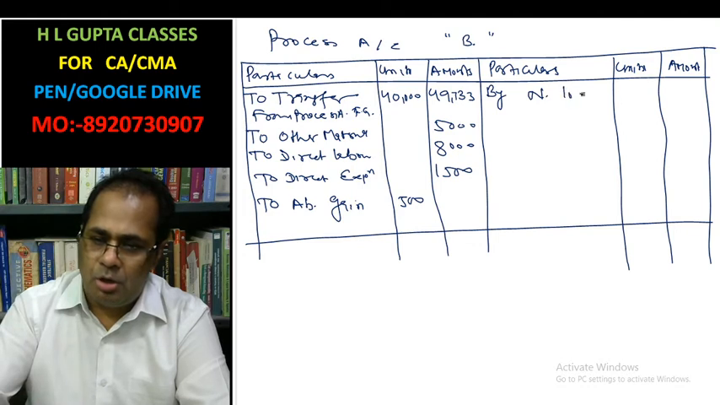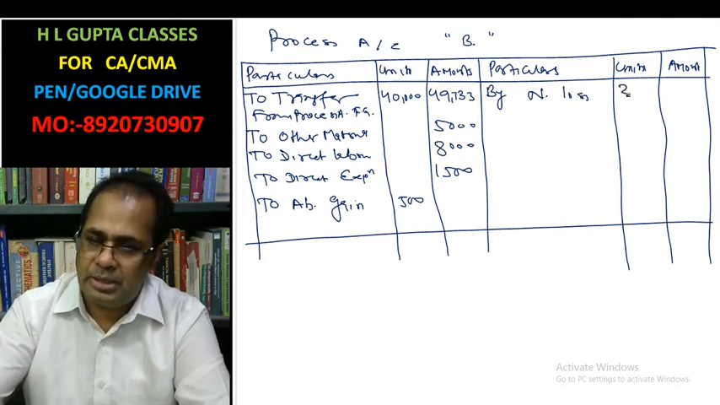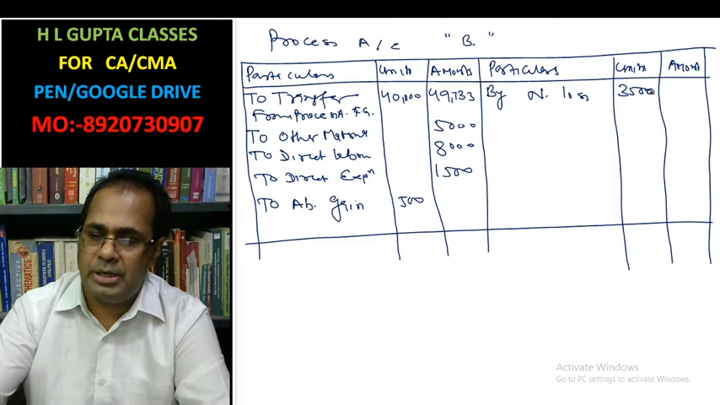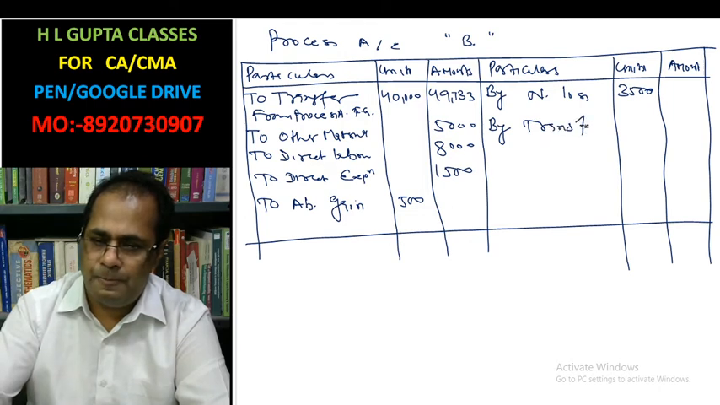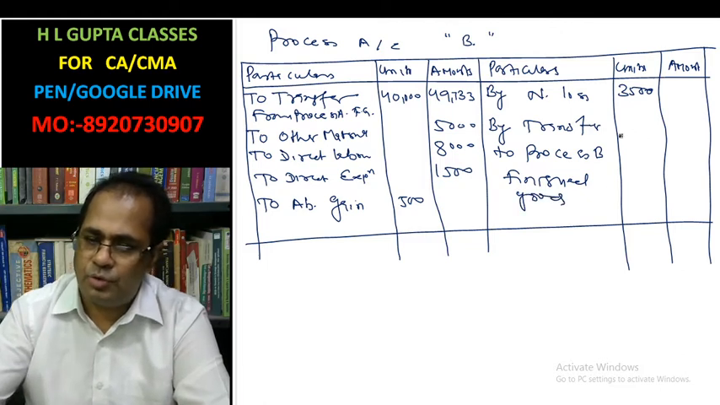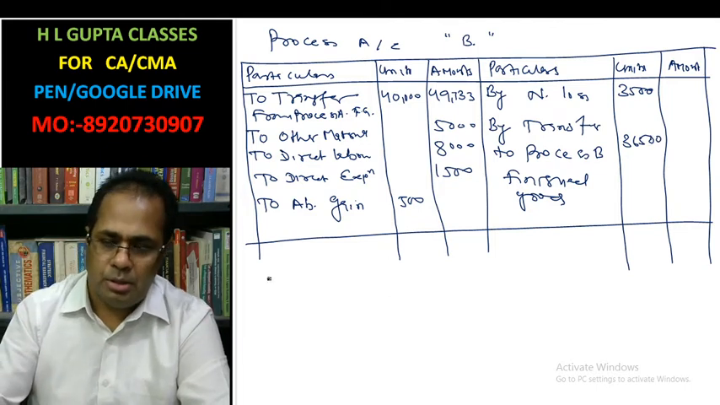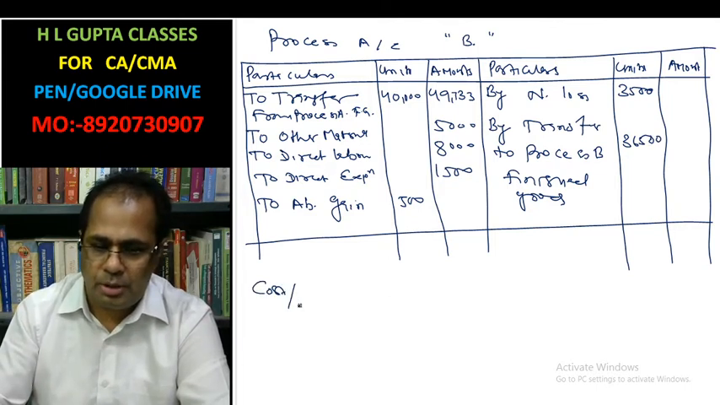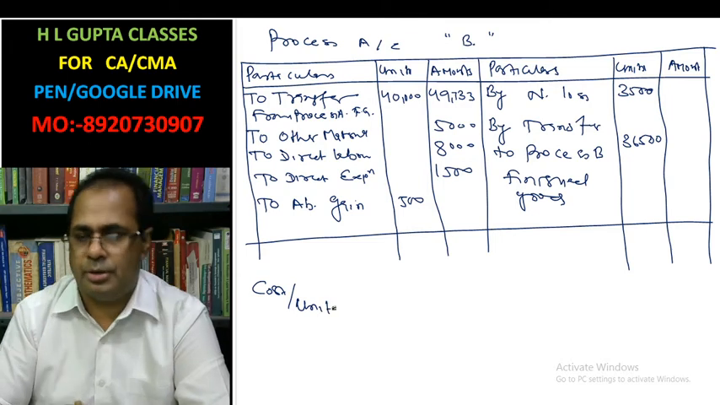By normal loss 3,500, by transfer to process B finished goods 36,500. Now you have to calculate cost per unit.